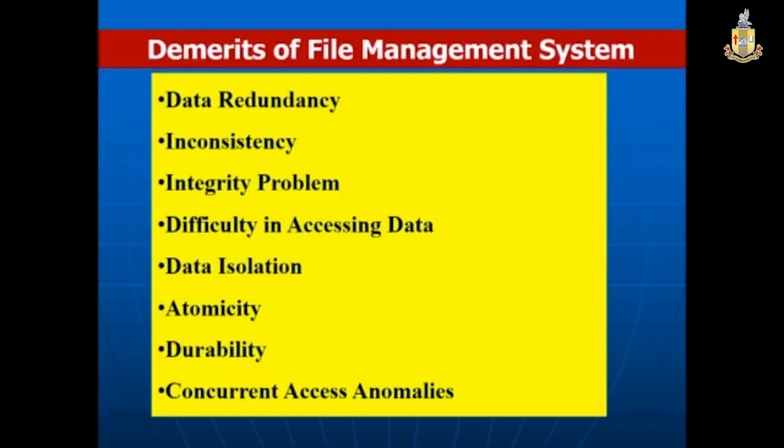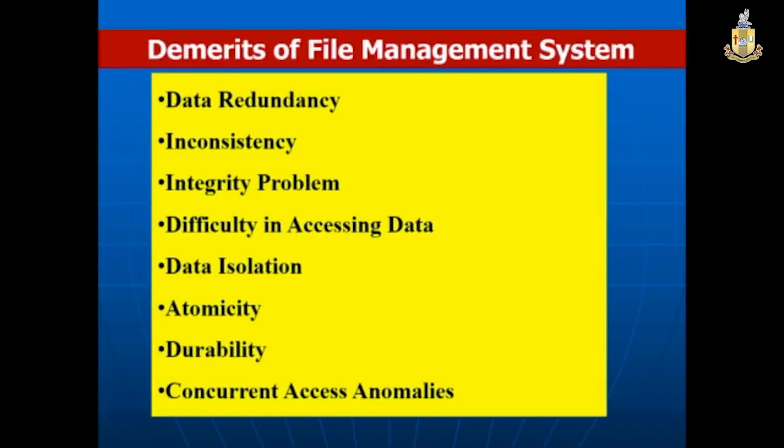When we go to the database system, these drawbacks of file management system can be overcome. What is data redundancy? Repeated data or unwanted data. When we go for database system, we have the normalization process. By means of normalization, we can reduce the redundancy. Completely eliminating data redundancy from the database is not at all possible, but still you are able to reduce the redundancy. Then inconsistency. The data must be consistent. Consistent, valid data should be available in the database.